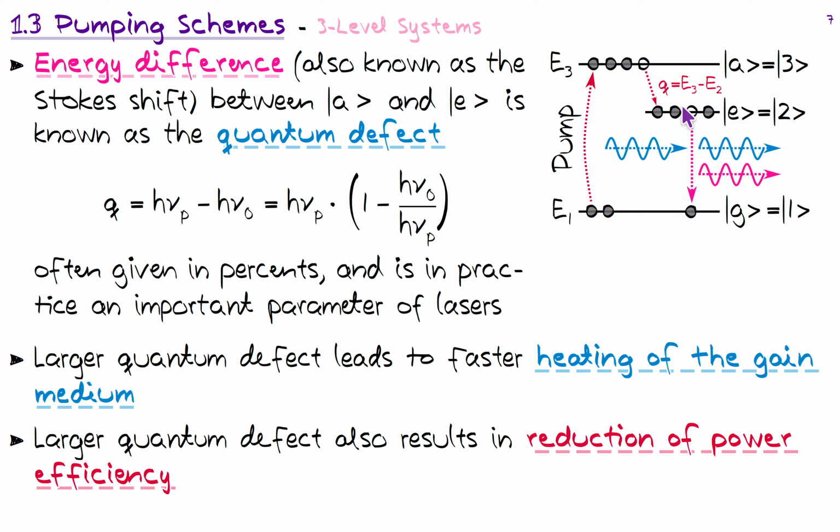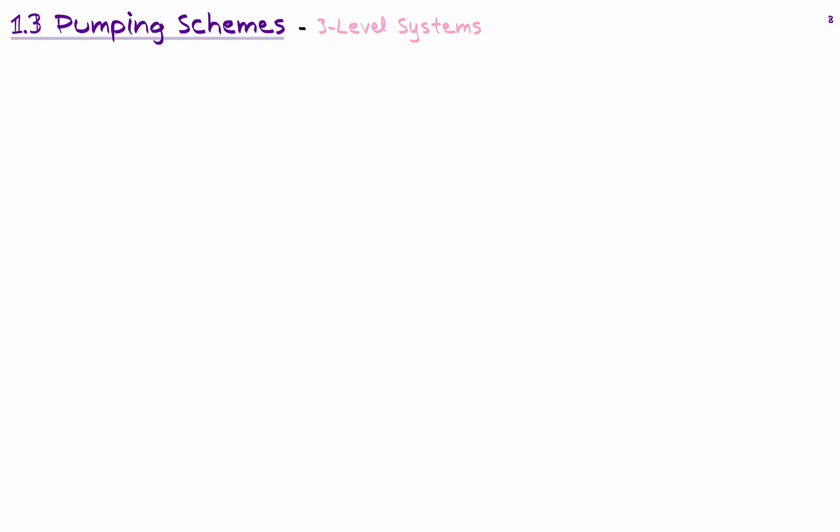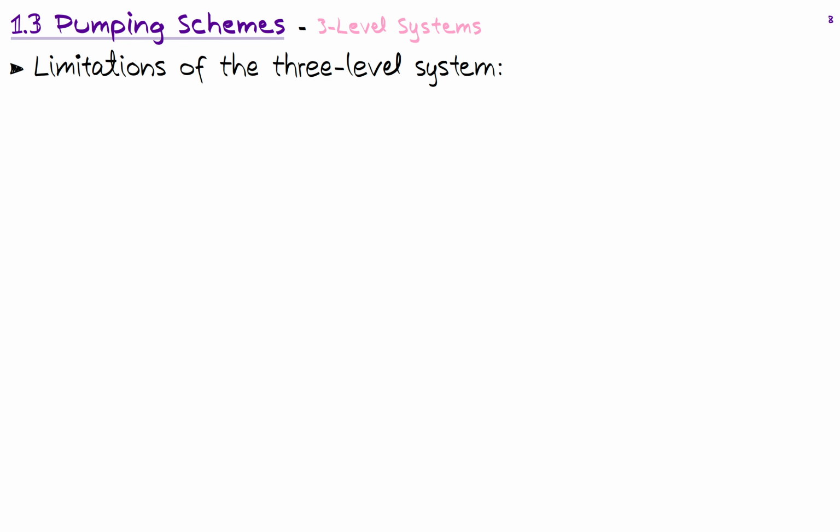All this energy basically will be dissipated and stored as heat in the gain medium. And this is really detrimental for the behavior of the laser in practice. Okay, so what kind of limitations do we have for the 3-level system? It works, you can make a laser, but it's a little bit limited in its capabilities.